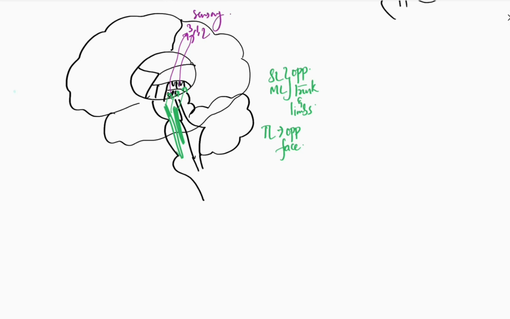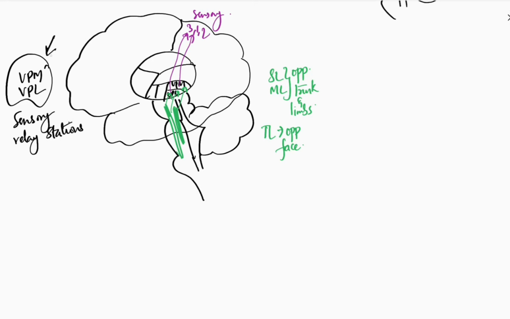Thus, VPM and VPL are sensory relay stations and are a target or potential site for treating severe pain.